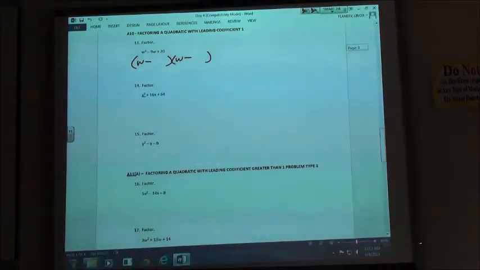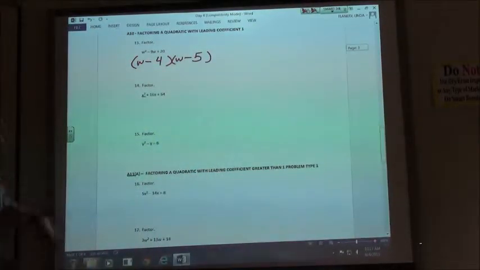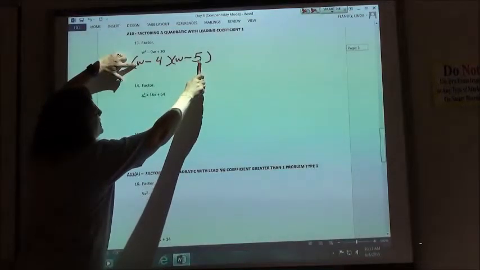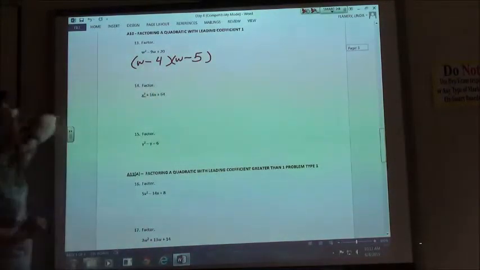Then I factor my end term. I'm looking for the pair of factors that when I plug them in, technically I'm doing the outside plus the inside. It adds up to the middle. So I think about, well, what pair of factors of 20 add up to 9? 4 and 5. So that if I do my outside negative 5W plus my inside negative 4W, there's my middle term.